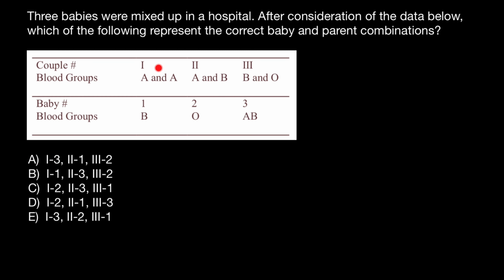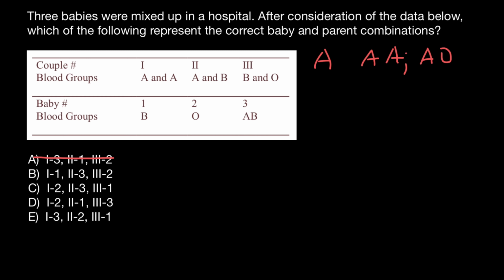Can, for example, parents of the first group be parents of the baby whose genotype is AB? Here we see that both parents belong to the blood group A. Because blood group A can be made by two genotypes, AA and AO, there is no way that the child would get allele B from any of the parents. They just don't have such an allele, so we don't even have to check the other combinations. We can cross out this variant.